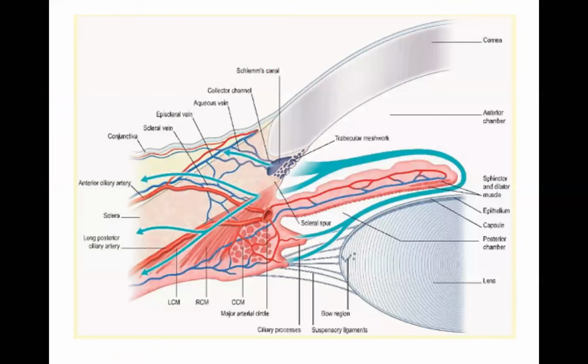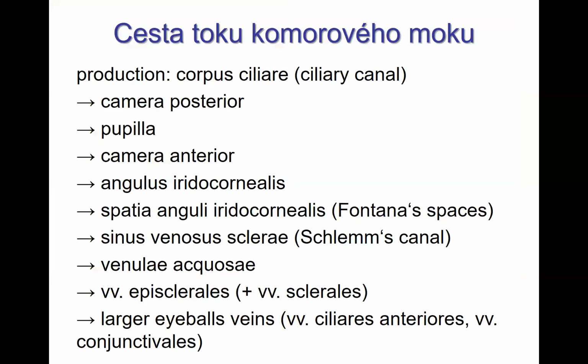So again, a figure just to show you what I have repeated several times: the flow of humor aquosus into the iridocorneal angle, trabecular meshwork, Schlemm's canal, and then to veins. So a figure for homework, and here you have all the spaces through which the humor aquosus is drained.